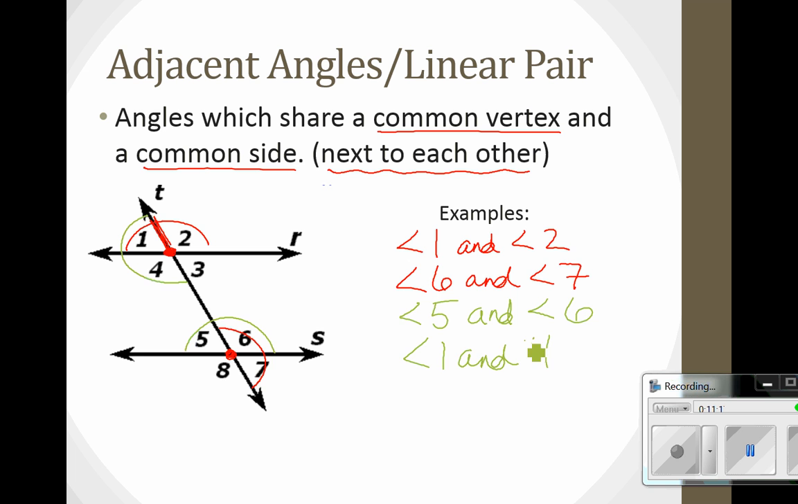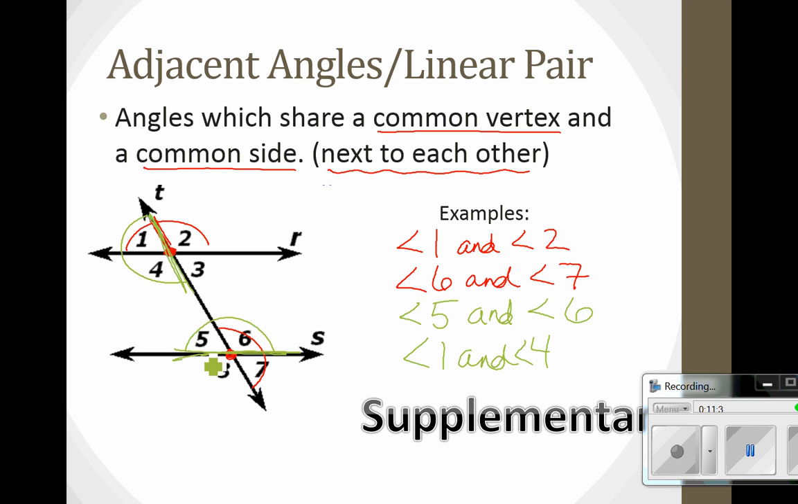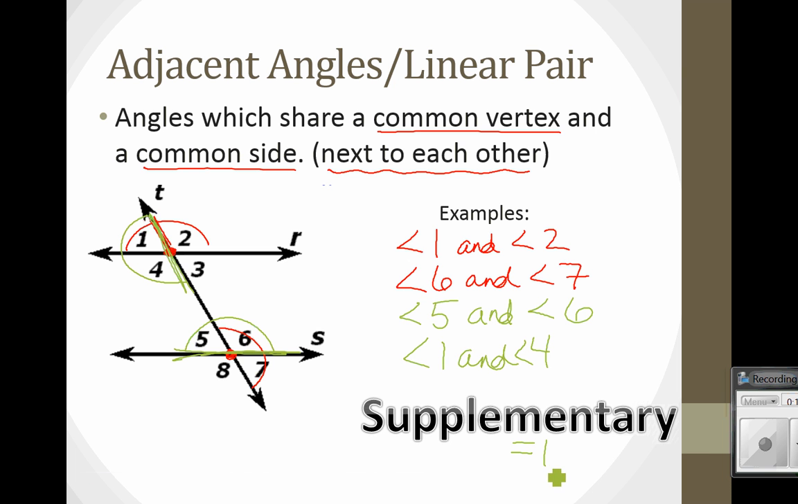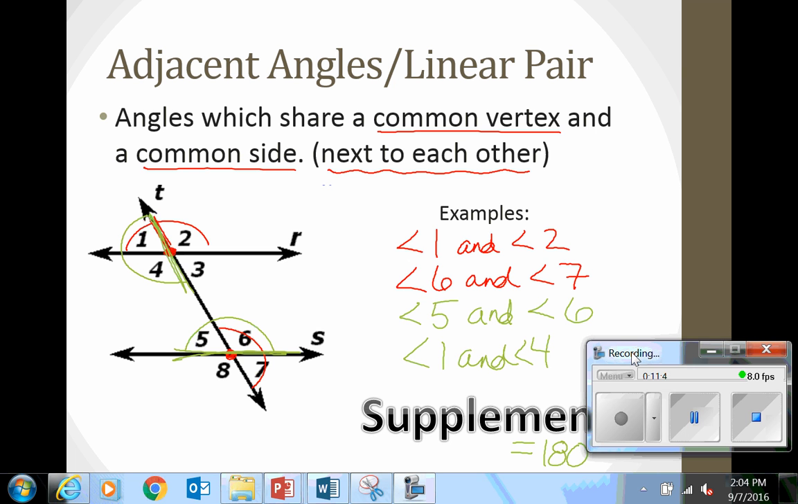There are lots of different ones that you can find. They just have to be right next to each other and sharing a side and a vertex. And if you notice, every single time they make a straight line, and a straight line is 180 degrees. So these are going to be supplementary, meaning if you add them together, it will equal 180 degrees.